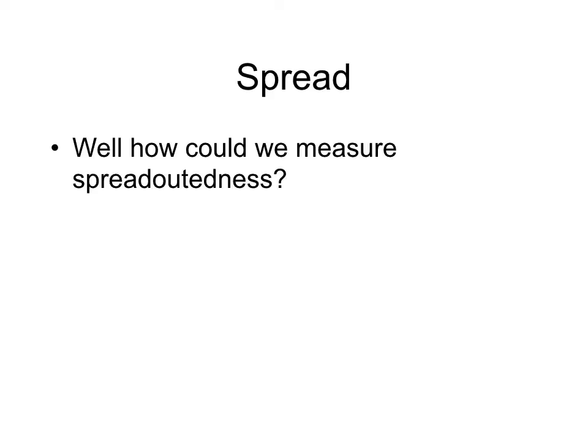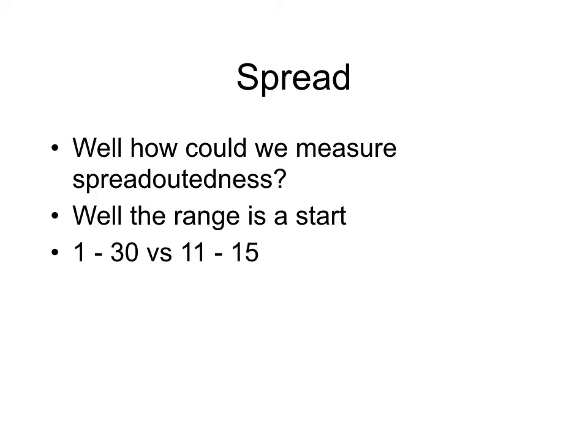How could we measure how spread out 2 things are? Well, the range is an idea. You could certainly use that. And here we got 1 to 30, or 29. Sometimes people do that. Or 11 to 15, or 4 in this case. That's also fine. It's not going to be super helpful, though. It's a start. It's exceedingly crude, though, right? It's a very crude measure.